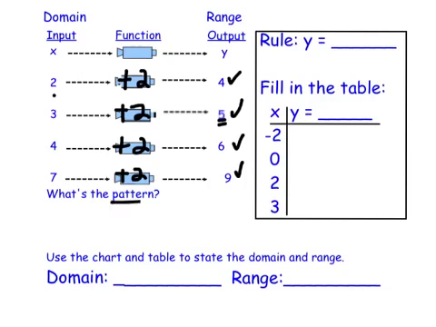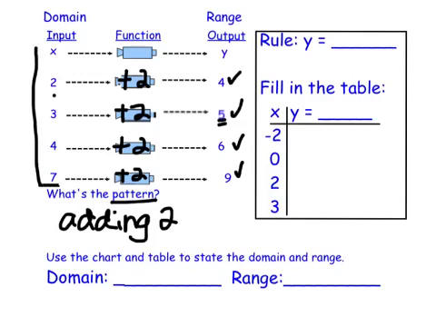Good, so what is the pattern? We're adding 2. It's going up by 2. So what is my rule? Well, I started with my x, which is over here, so I wrote x, and then I added what? 2. So you can just go ahead and write that in.